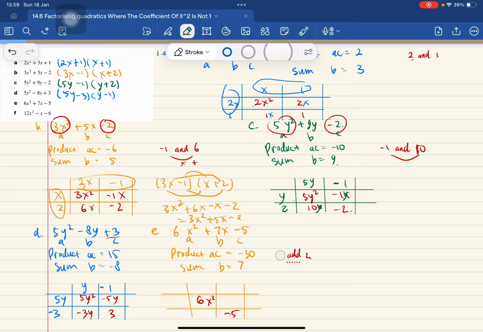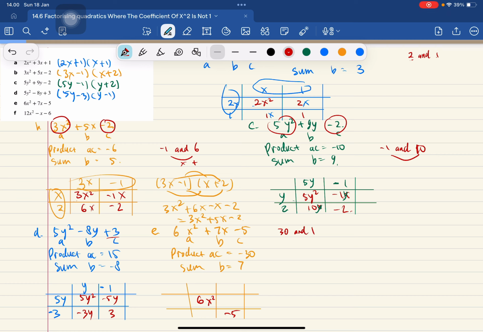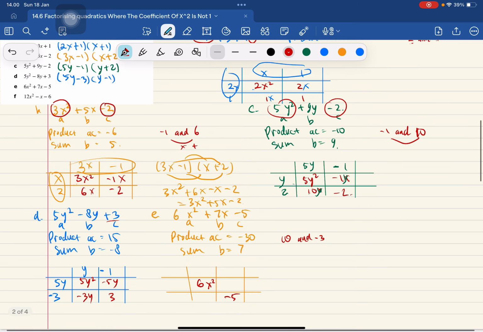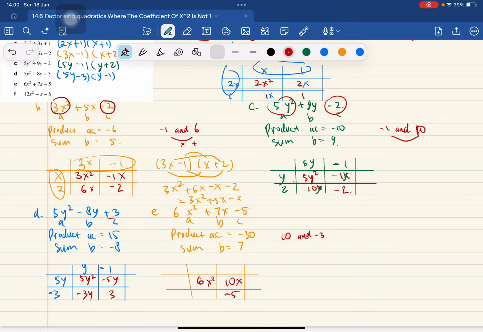So let's make it. The sum is 7. What could it be? So let's make a list. So 30 and 1. No, 15 and 2. We cannot. Yeah, we can make it 10 and 3. So 10 and minus 3. So we'll get 10x and minus 3x here.